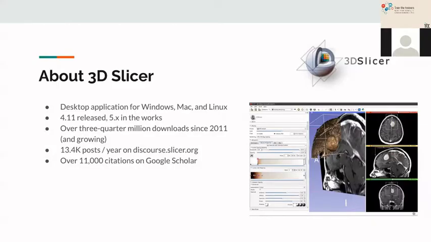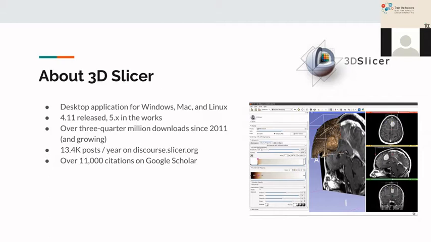So what is Slicer in the big picture? It's really just a desktop computer software application. It runs on multiple operating systems. It's been in the works for quite some time now, since probably the early 2000s. And since we started officially keeping track with a release in 2011, there have been about 750,000 downloads. That's cumulative over multiple versions, but there's quite a bit of activity. It's a very active community.